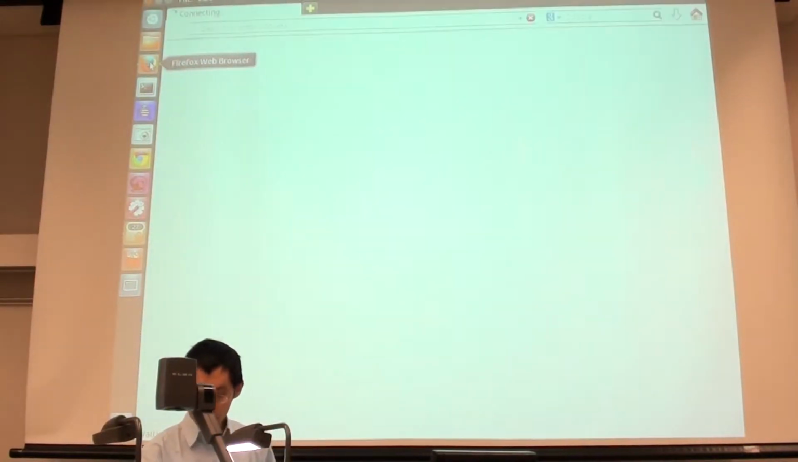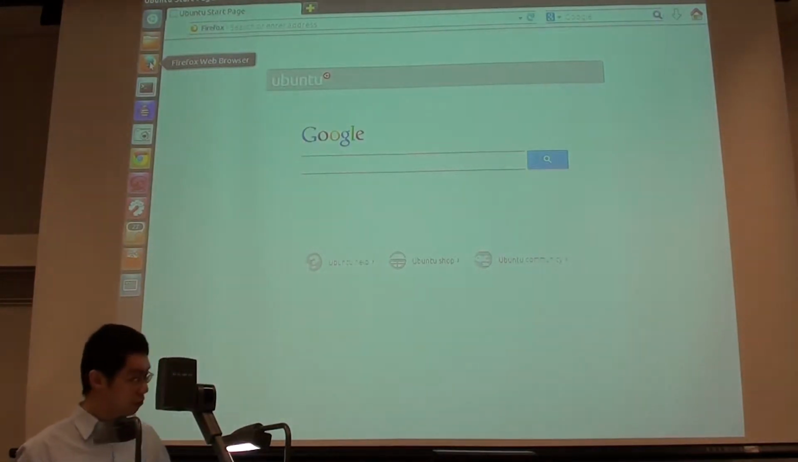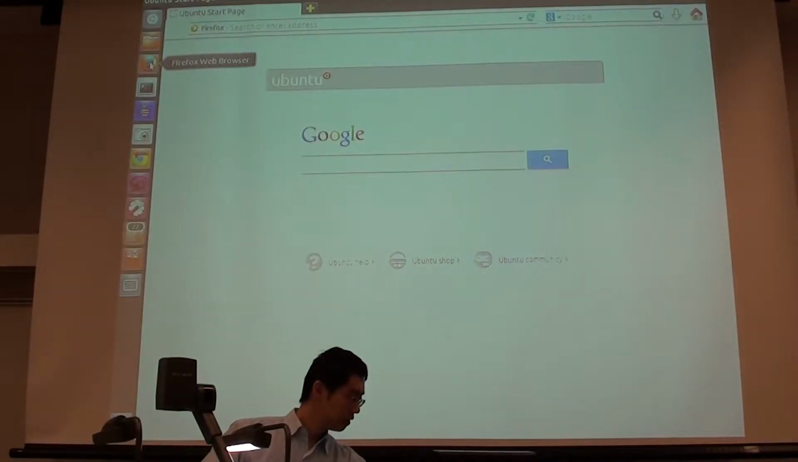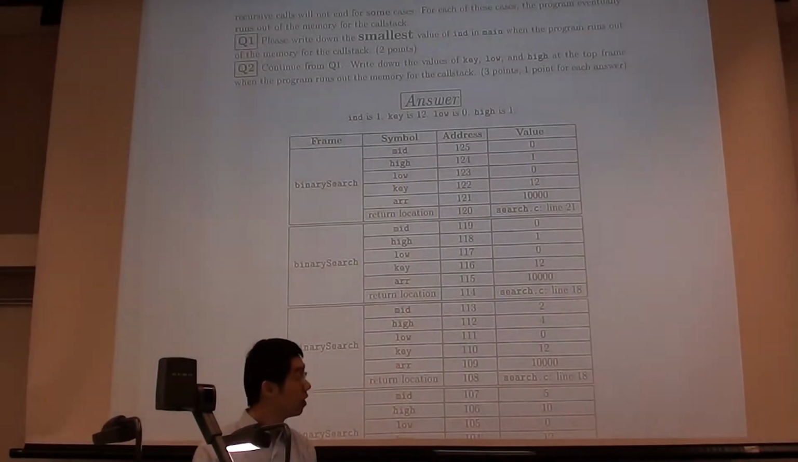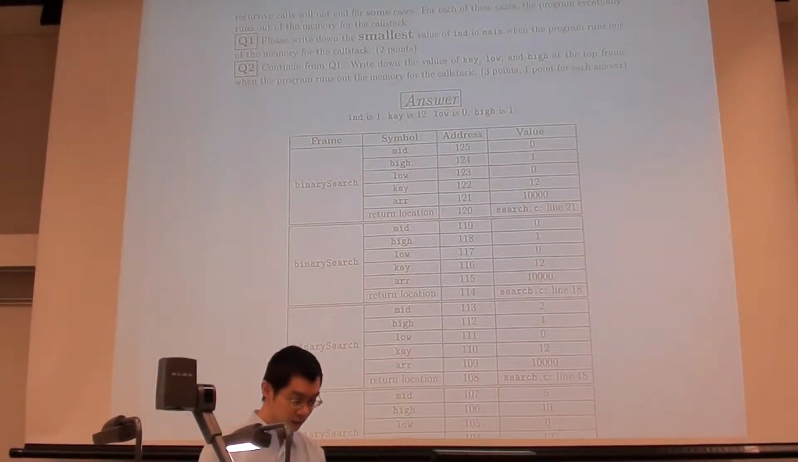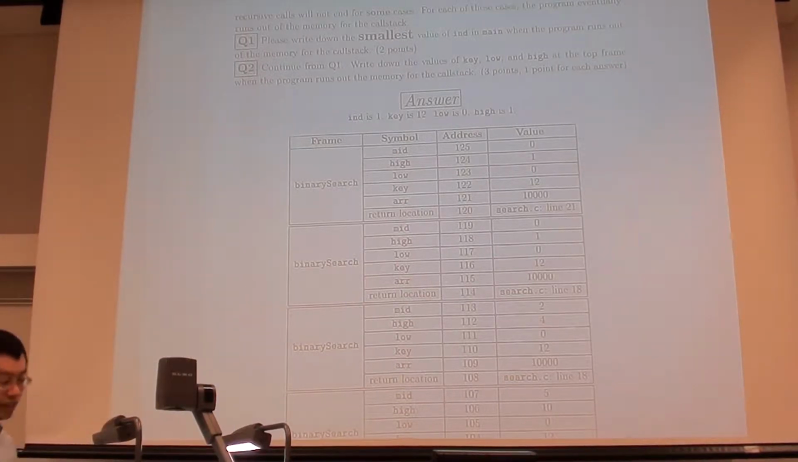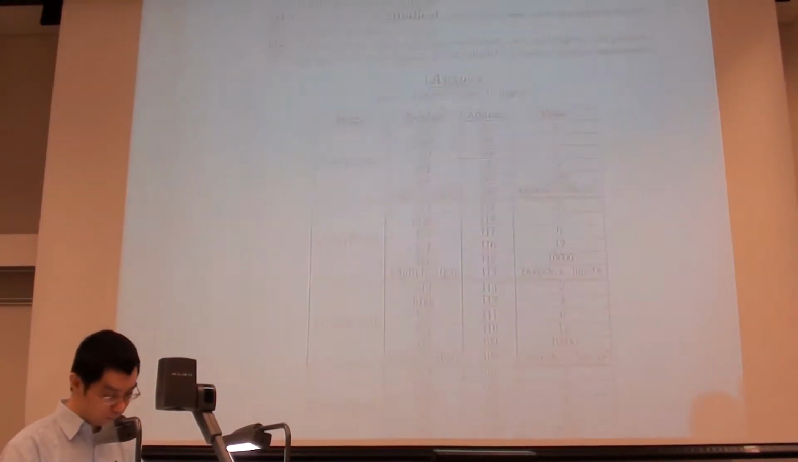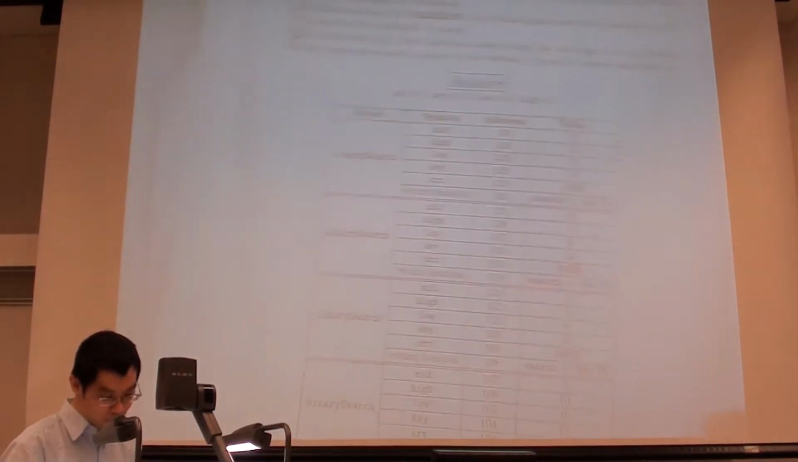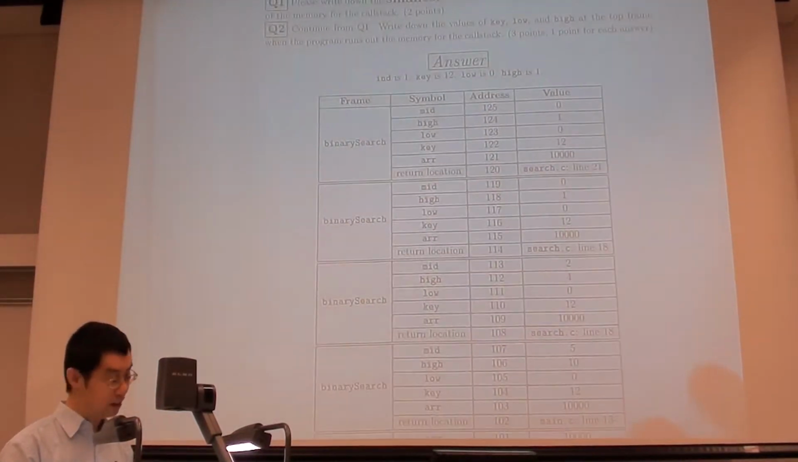Let me first put this. This is the answer. The index is, oh, you don't see that? The index is 1, which means that when you have the second one, it will not end. When the index is 1, the key is 12. That's 12 here. And the low and the high will be 0 and 1. So they will just never end.